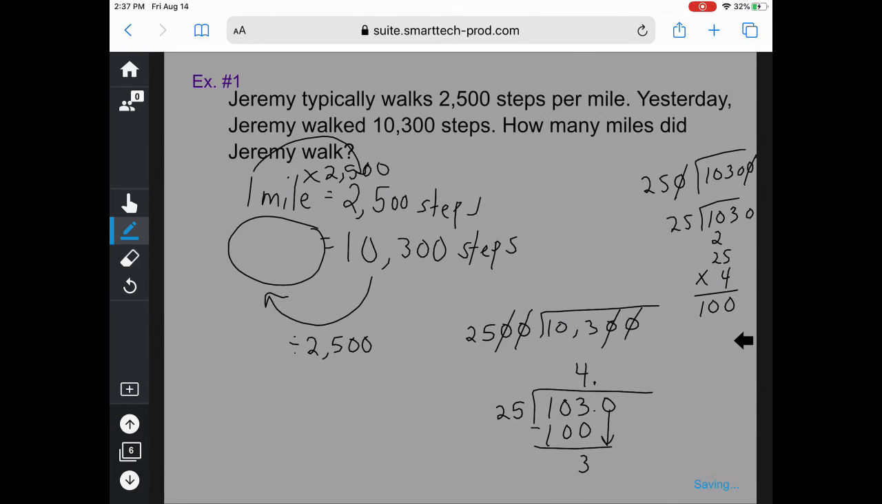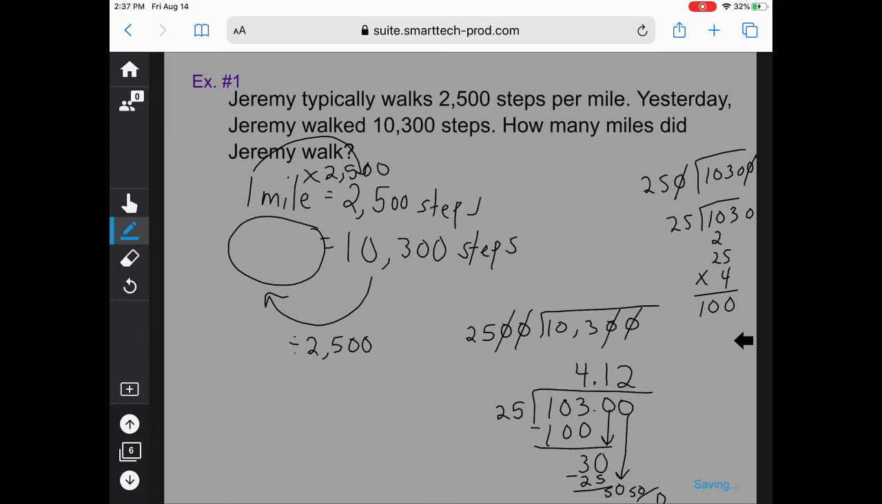I'm going to annex a decimal and a 0, bring the 0 down. 25 can go into 30 1 time. 1 times 25 is 25, subtract, I get a remainder of 5. Annex another 0. 25 can go into 50 2 times. 2 times 25 is 50, I get a remainder of 0.